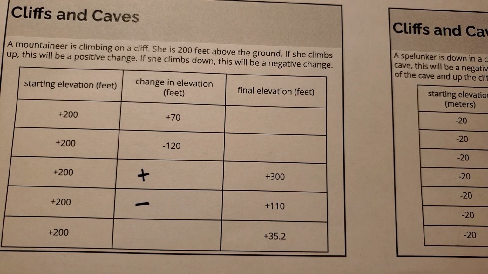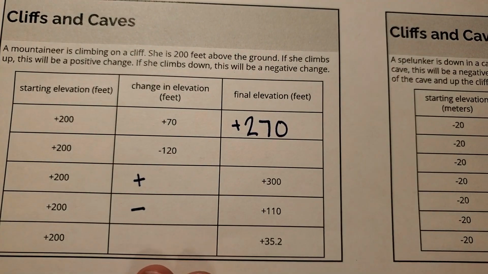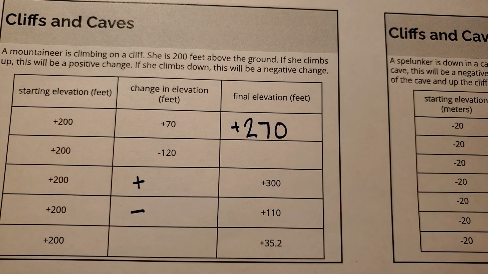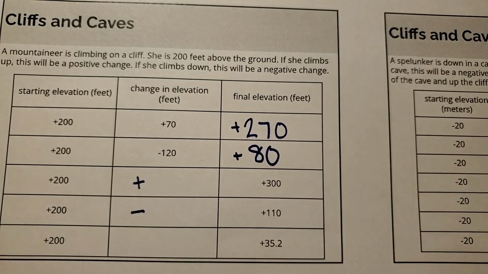All right, so for our first one, we start at 200 and our change in elevation is positive 70, so we're going up 70 feet. Well, if we start at 200 and go up 70, our final elevation is going to be a positive 270 feet. Okay, I added those 2 numbers. Pretty simple, right? For the next one, our change in elevation is a negative. We're going down. So we start at 200 and we go down 120. Okay, I'm going to subtract these 2 numbers, 200 minus 120. That gives me a positive 80.